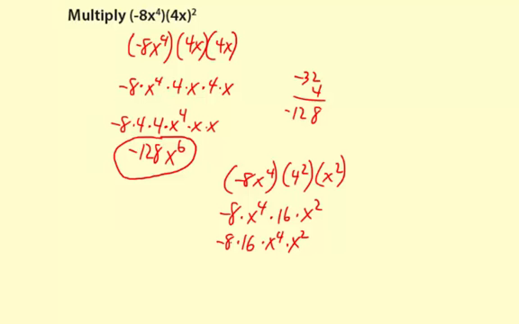And then from here, negative 8 times 16, that's going to be negative 128. And then x to the fourth times x squared is x to the sixth.